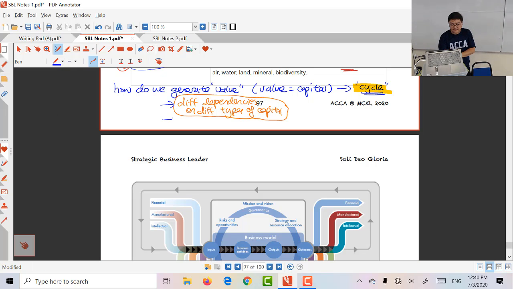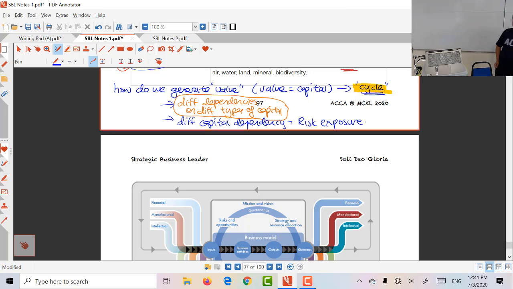Now, you also must understand that different capital dependency will give you different kinds of risk exposure. For example, is a flood going to affect MCKL very badly compared with, let's say, if you are doing aquaculture, breeding fish? If a flood affects MCKL and a flood affects a fish breeder, which one will have more problems?